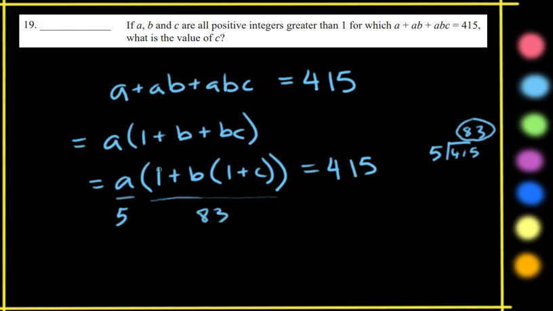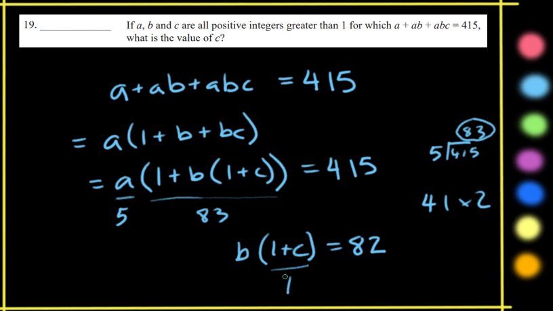All right, well, we can subtract 1, and we have B times 1 plus C. Whoops. 1 plus C has got to be equal to 82, because we subtract this 1 here. Now, what are the factors of 82? Well, 82 will be 41 times 2, and 41 is prime. So one of these has to be 41, and the other one has to be 2. The thing is, this one here can't be 2, because C already has to be at least 2, and if you add 1, it'll have to be at least 3. So that means this one has to be 41.